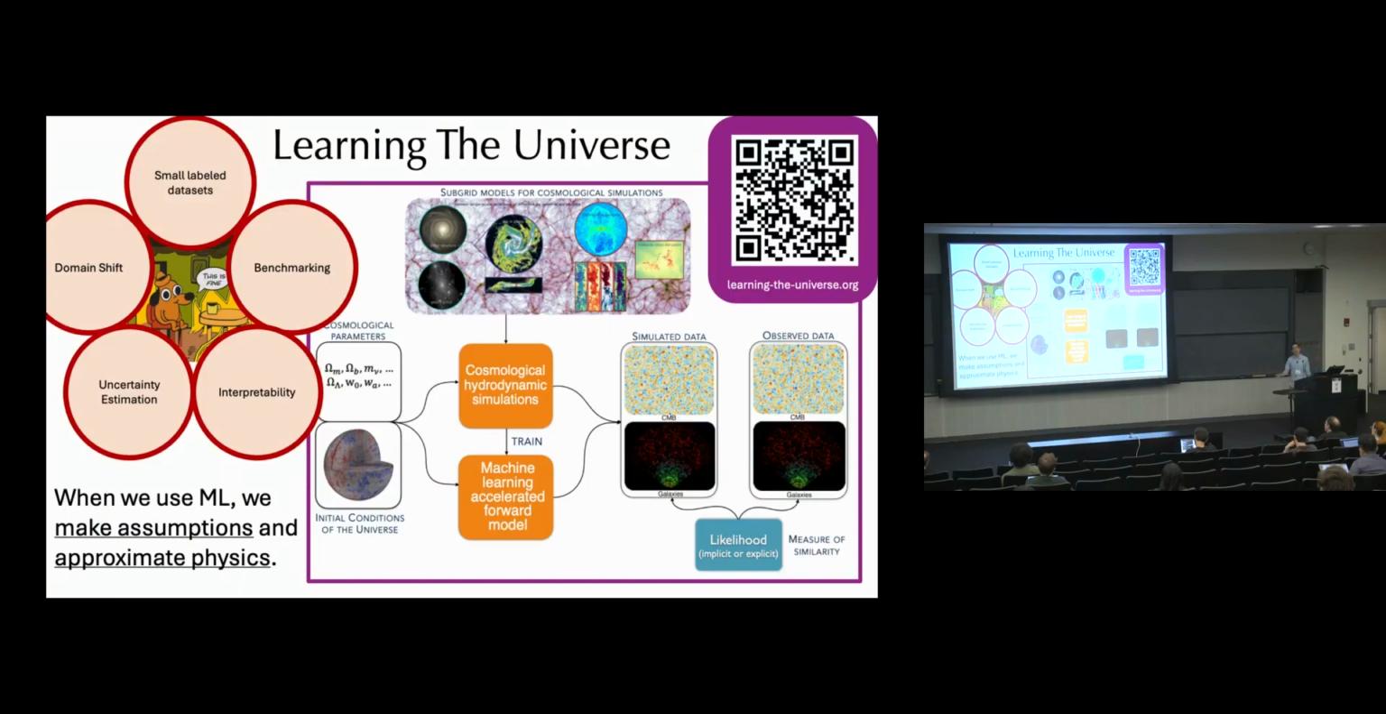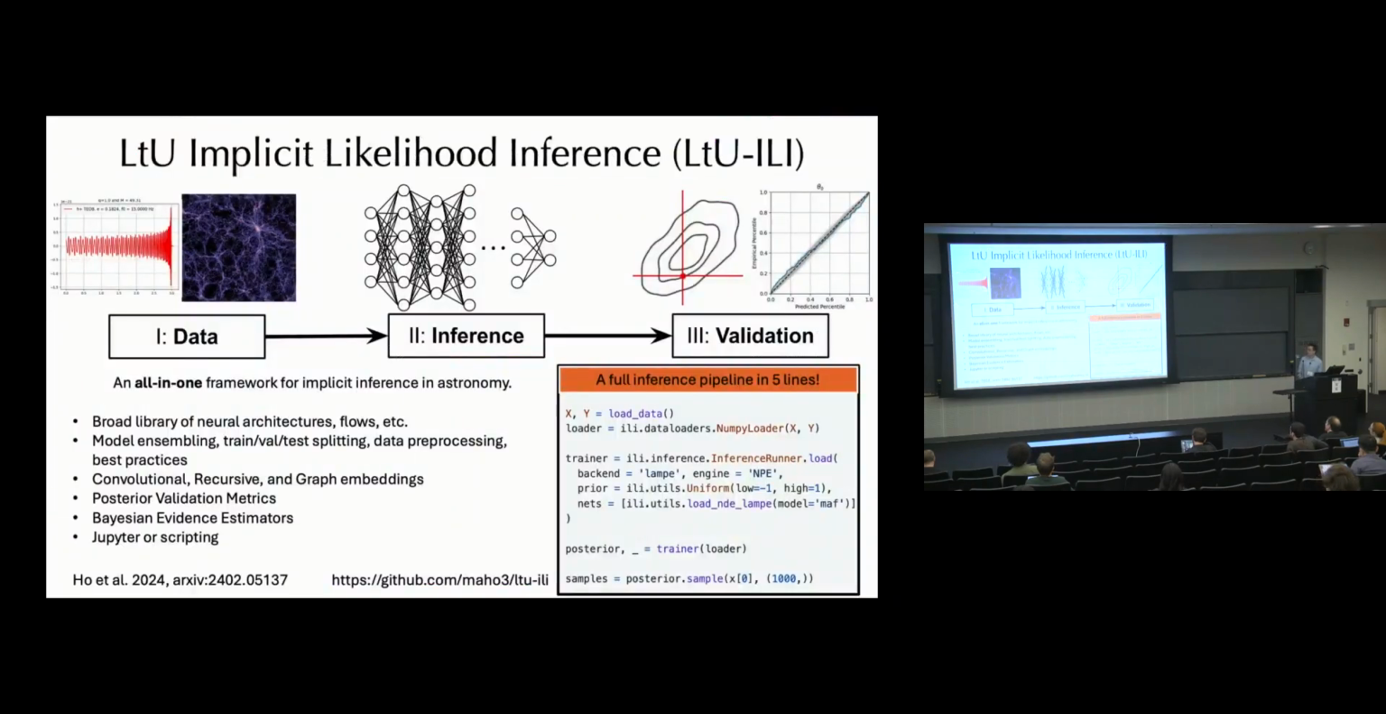I'm no longer just using my ML to do inference. Instead, I'm using it to generate my training data that I then want to train on and produce predictions, right? And just like we do in regular cosmology, machine learning models are approximators, right? They make approximations, they make assumptions, and then they approximate physics. So how do you know if those assumptions are valid, and how do you know if the physics being approximated is correct? So I lead the implicit likelihood inference group in the Learning the Universe collaboration, right?